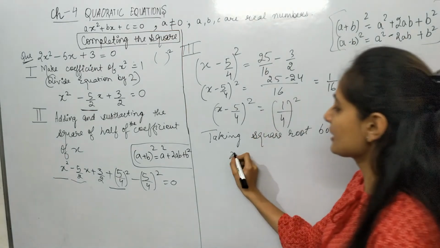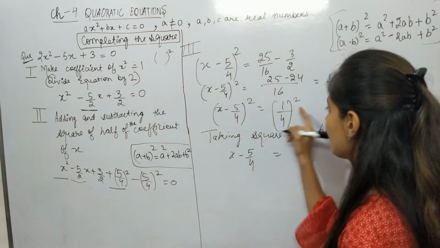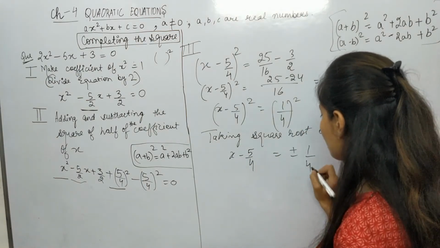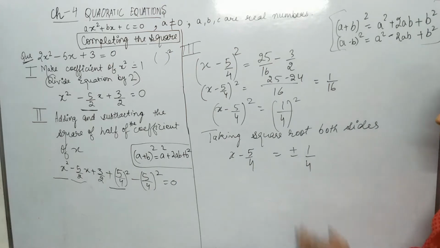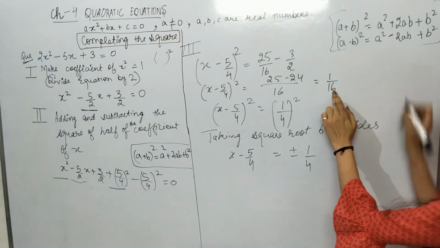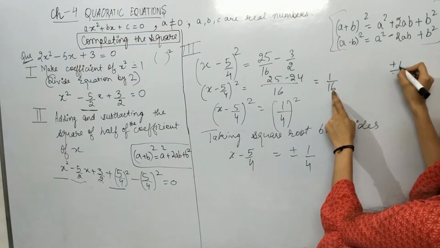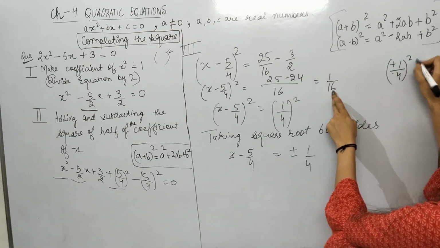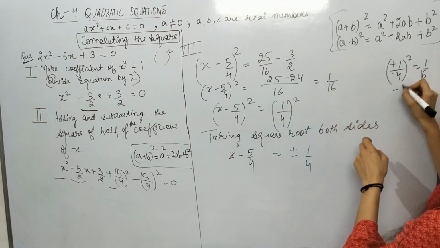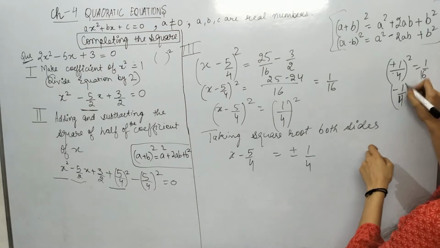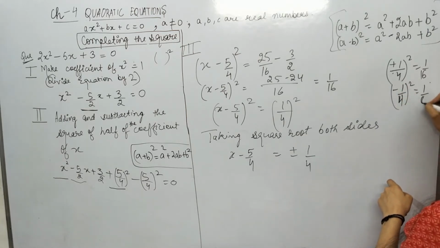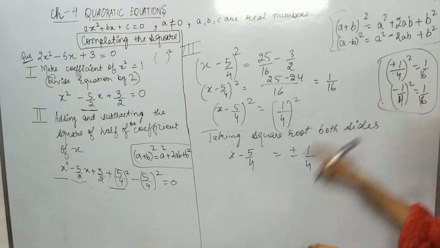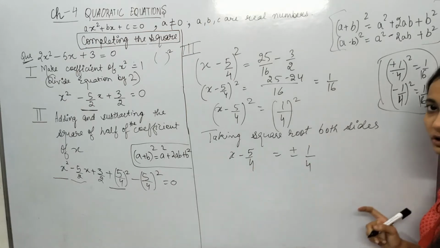What we get here is x minus 5 by 4, and here we get plus minus 1 by 4. Why do we get plus minus here? Because plus 1 by 4 will give you 1 by 16, and minus 1 by 4 will also give you 1 by 16. So both will come over here. Any one can be the solution.